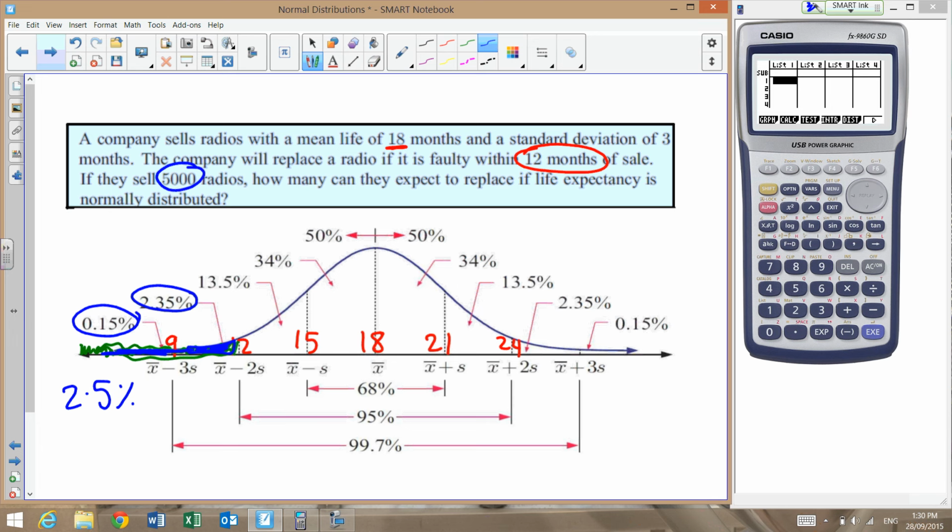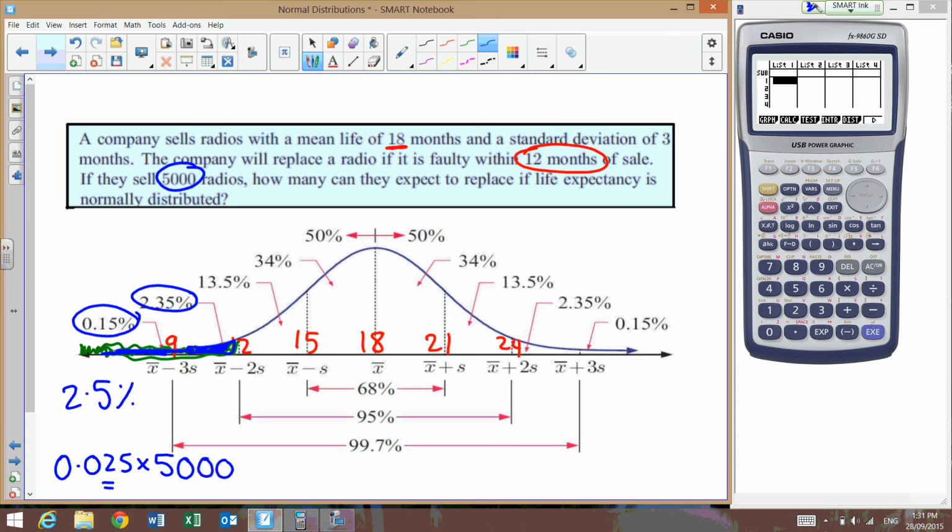If they sell 5,000 radios, how many will that be? Well, 0.025, 2.5% as a percentage, multiplied by the number of radios, and that will give us how many radios they will actually replace. So this is an example where we're using the standard deviation curve to read off our numbers. So our normal distribution curve using our standard deviations just to find out an actual number. They're not always going to be this simple, especially if they are something like 16 months. And that's where we need to use our calculator.